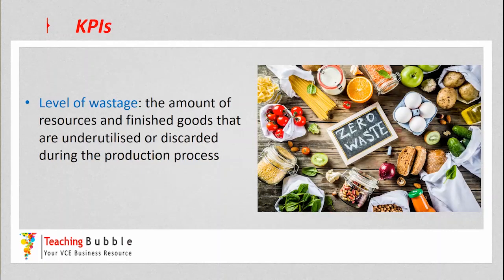The next KPI is the level of wastage, which looks at the amount of resources and finished goods that are underutilised or discarded during the production process.